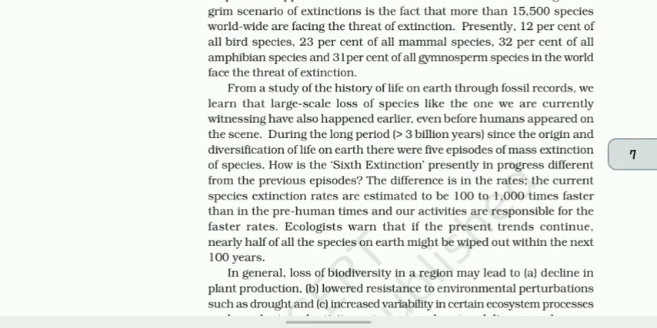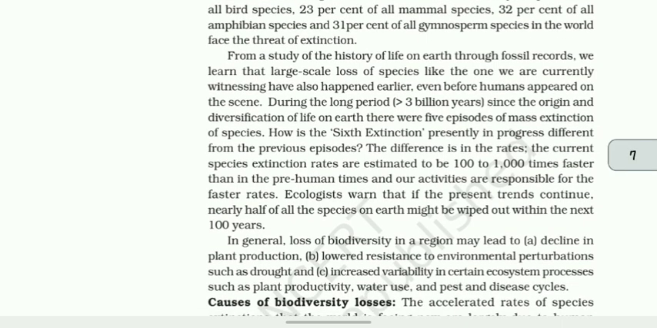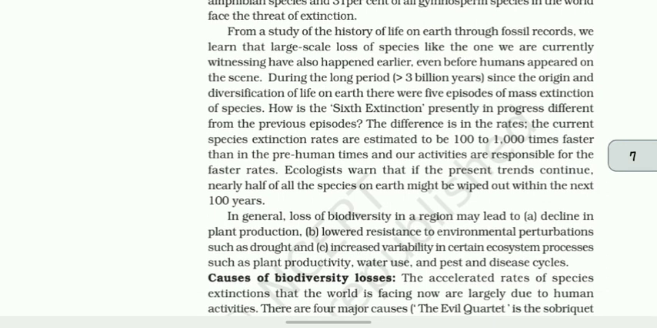Presently, 12% of all bird species, 23% of all mammal species, 32% of all amphibian species, and 31% of all gymnosperm species in the world face the threat of extinction.